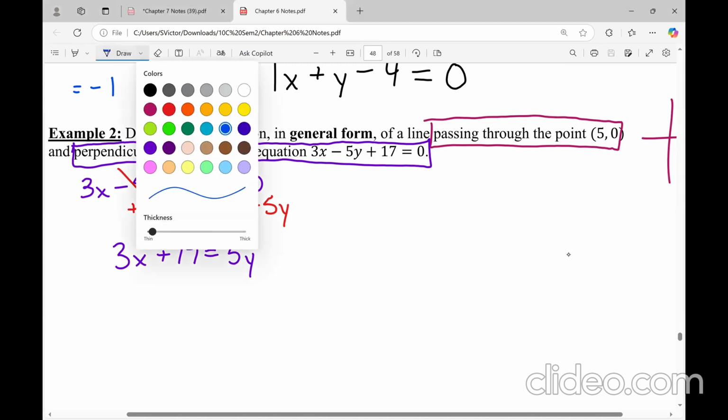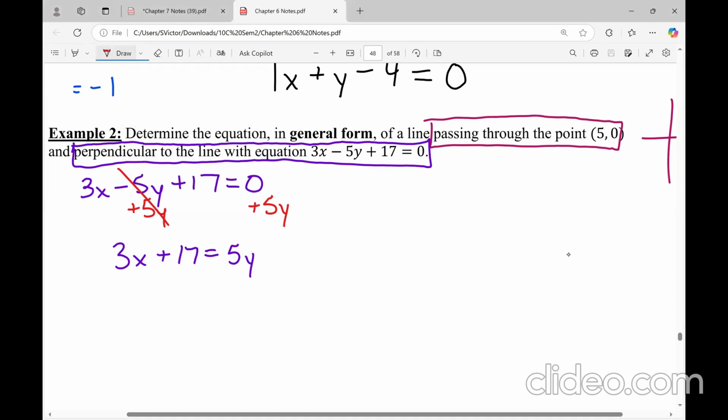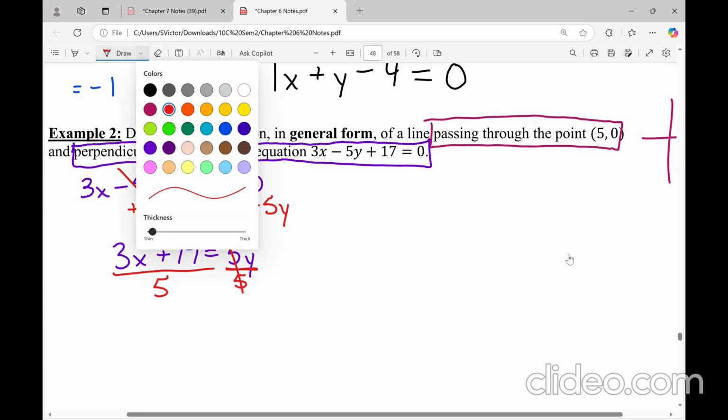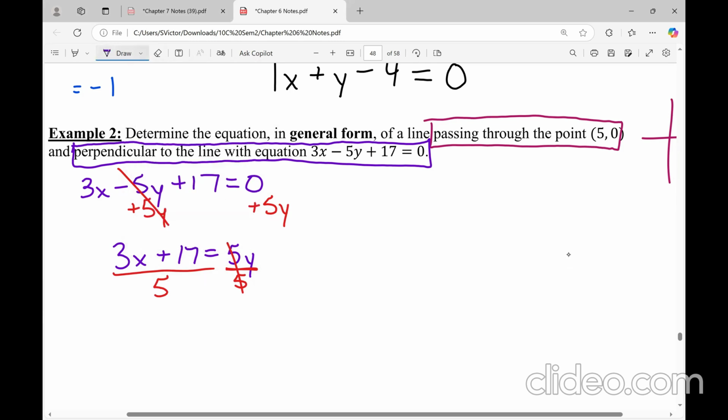So that means to get y by itself, we're going to have to divide by 5, which will cancel. And then we're going to have to divide the other side of our equation by 5 as well. So that just means that each term needs to be divided by 5. If it doesn't divide nicely, just leave it as a fraction, okay? 3 divided by 5 is not nice. So we're going to leave it as 3 over 5x, okay? 17 divided by 5 doesn't work nicely. So we're just going to leave it as 17 over 5, okay? And that's now equal to our y.